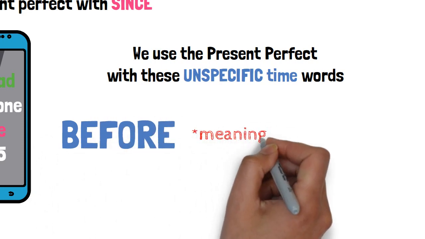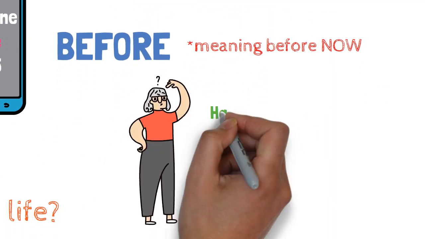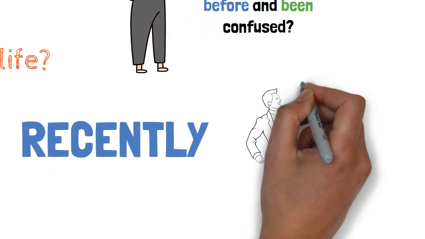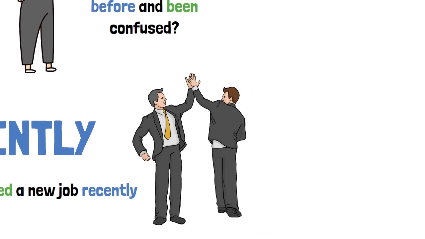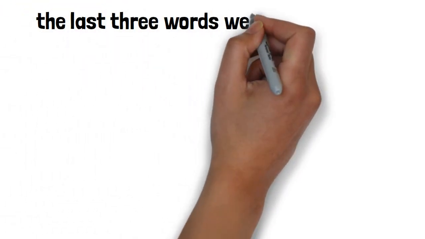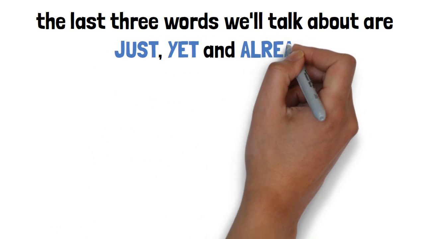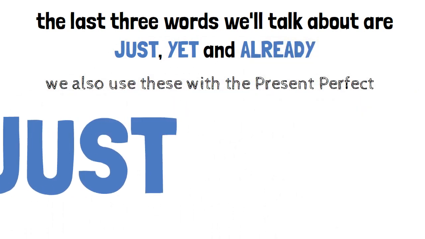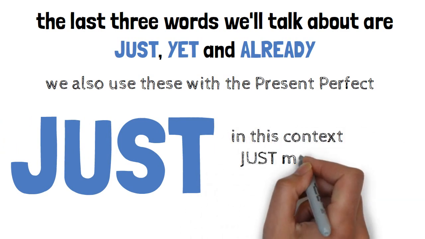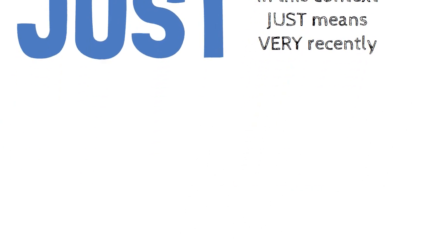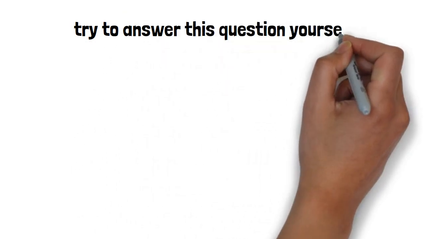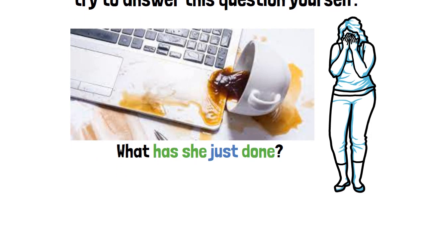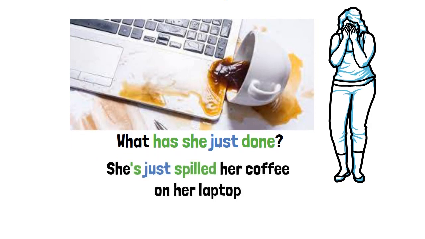Before, meaning before now. Have you studied the present perfect before and been confused? Recently. I've started a new job recently. The last three words we'll talk about are just, yet, and already. We also use these with the present perfect. Just. In this context, just means very recently. Try to answer this question yourself. What has she just done? She's just spilt her coffee on her laptop.